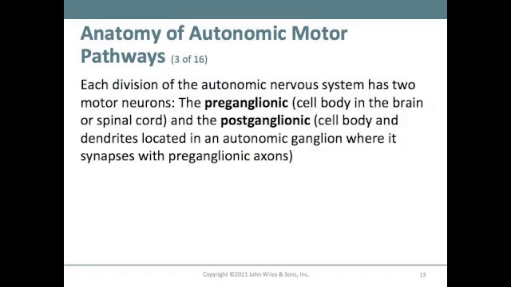The anatomy of the autonomic motor pathways. Each division of the autonomic nervous system has two motor neurons: the preganglionic, with the cell body in the brain or the spinal cord, and the postganglionic, with the cell body and dendrites located in an autonomic ganglion where it synapses with the preganglionic axons. I already described that to you a couple of slides ago in more layman's terms. Just remember that anything that happens before the autonomic nerve gets to a ganglion is preganglionic, and anything that happens after that is postganglionic. Preganglionic is going to be myelinated, and postganglionic is going to be unmyelinated.